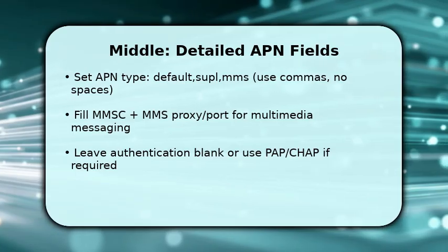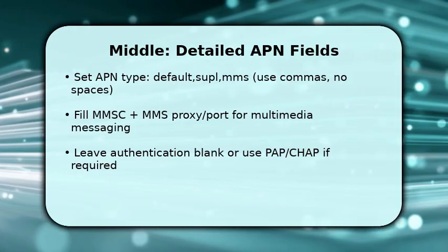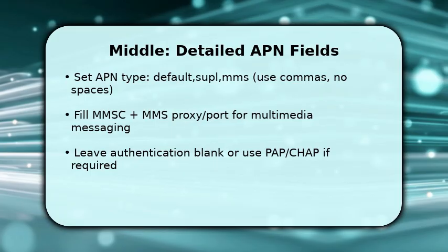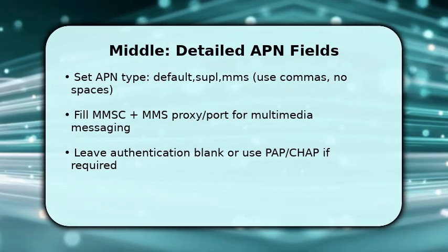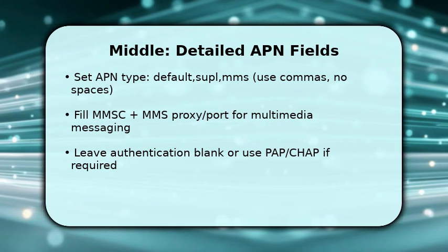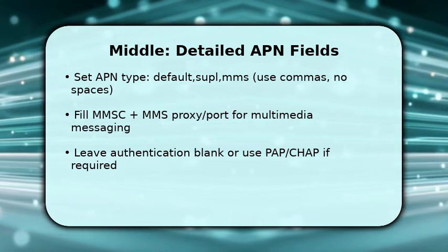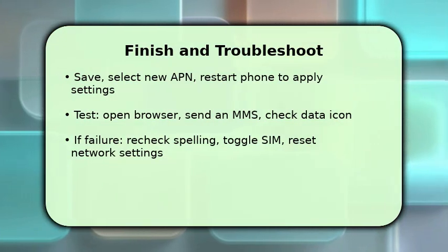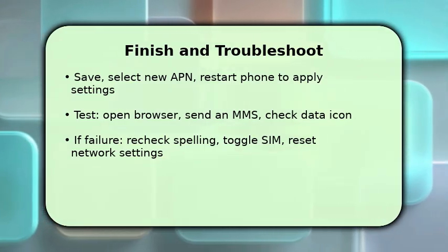If DDoS specifies APN protocol, use IP4 or IP4/IP6. Authentication may be left blank. Only set PAP or CHAP if DDoS requires it. Save changes, then toggle airplane mode off and on to force a reconnect. This ensures DNS, routing. To finish, save and select the DDoS APN profile, then restart the phone so the carrier settings fully apply. Test by loading a web page and sending an MMS.